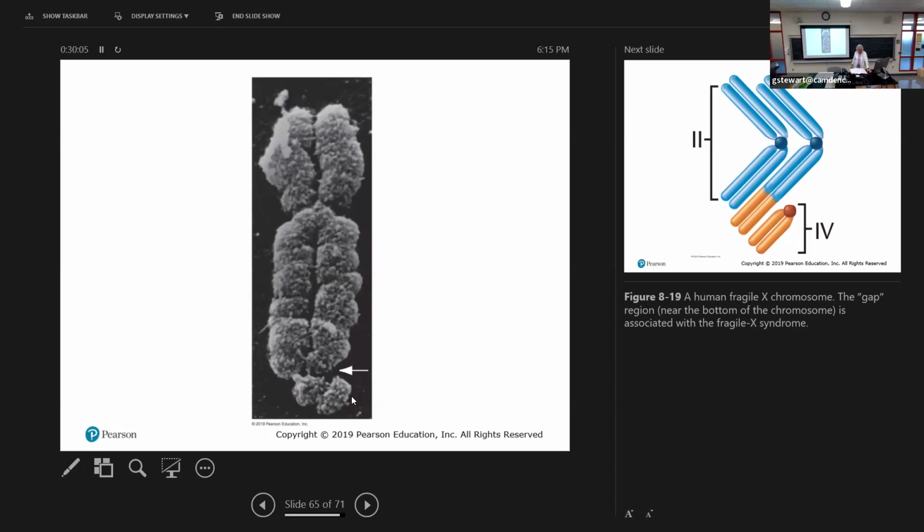Okay. It's present about 1 in 5,000 live male births, and it's caused by multiple copies of the repeat CGG. And remember I said when there's a lot of repeats, that's a lot of times where chromosomes break or try to cross over.